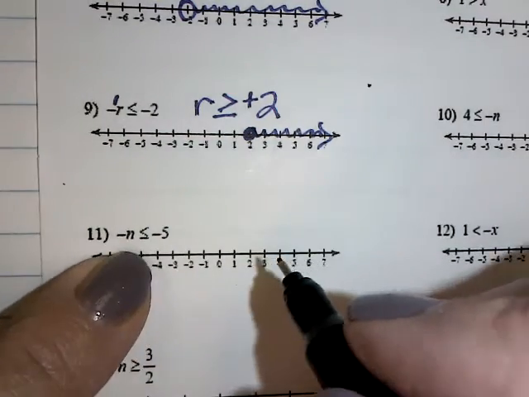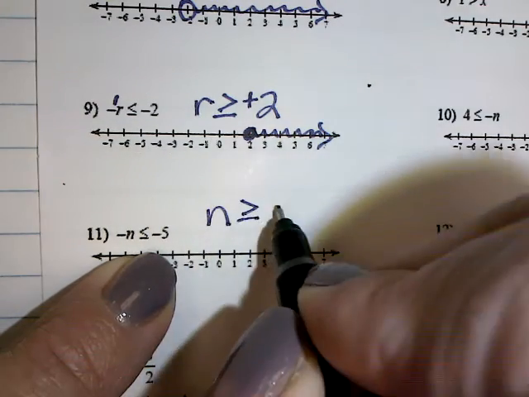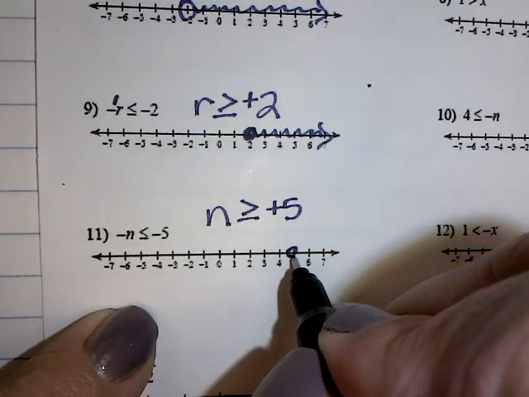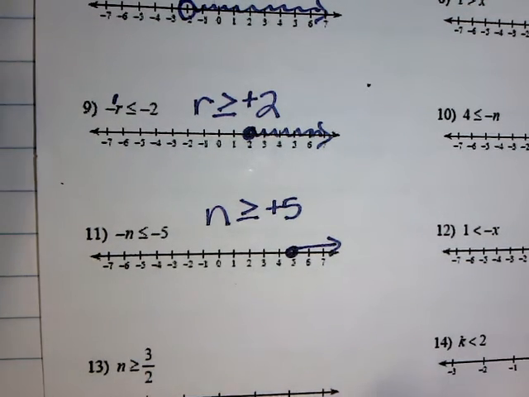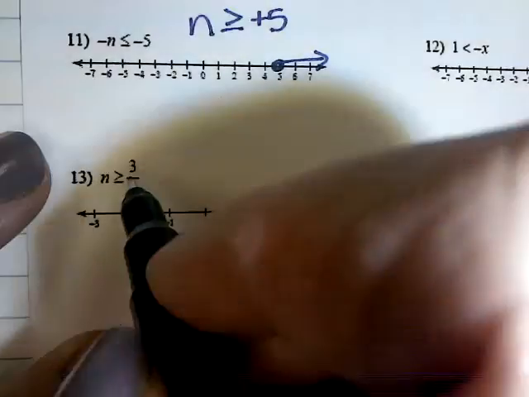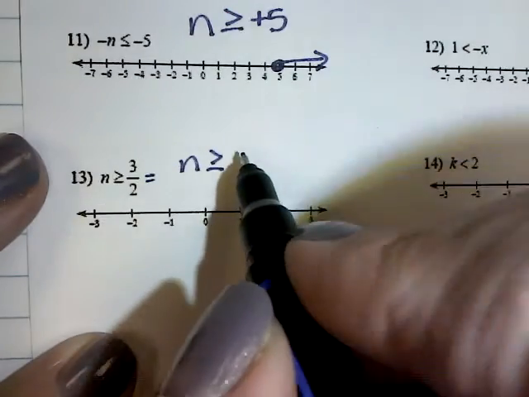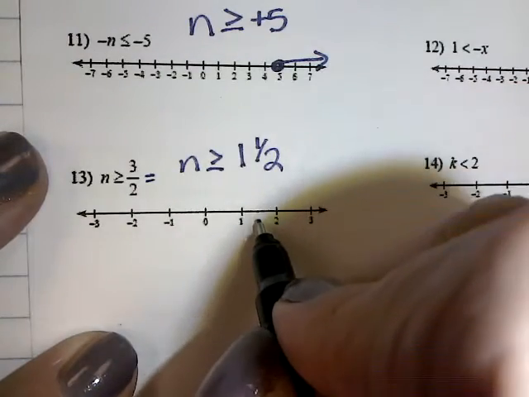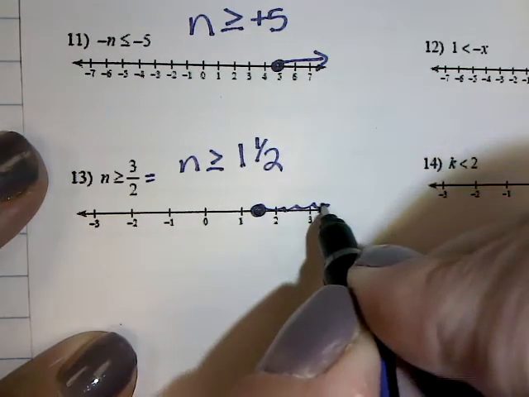Number 11, negative N again. Change it, change it, change it. Greater than +5, closed circle, greater than. Okay. Question number 13. Ooh, it's a fraction, not a biggie. I know that that fraction is going to be N is greater or equal to how many 2's fit into 3? 1, good, with 1 left over. So I'm going to go ahead and put my inequality sign here, shade it in for 1.5, and I'm going greater.